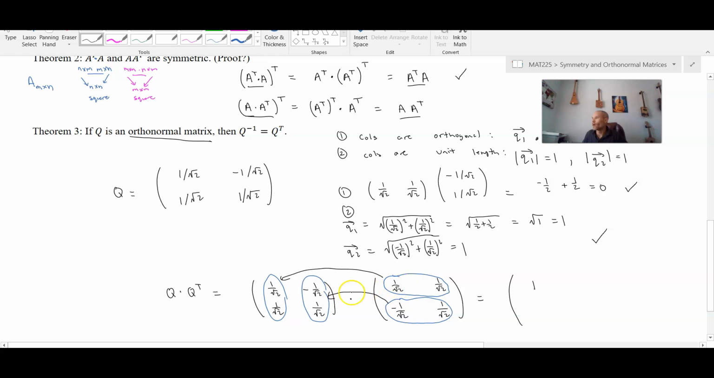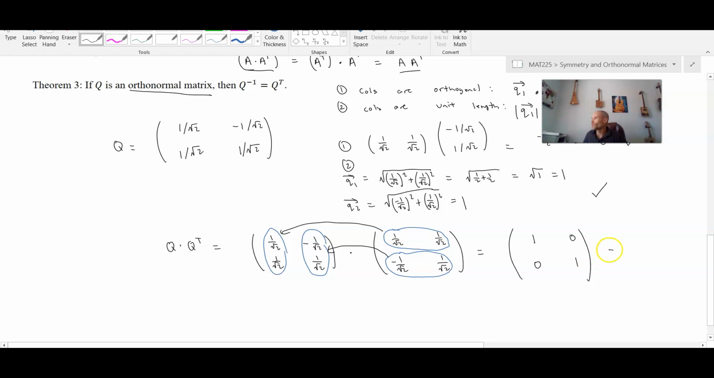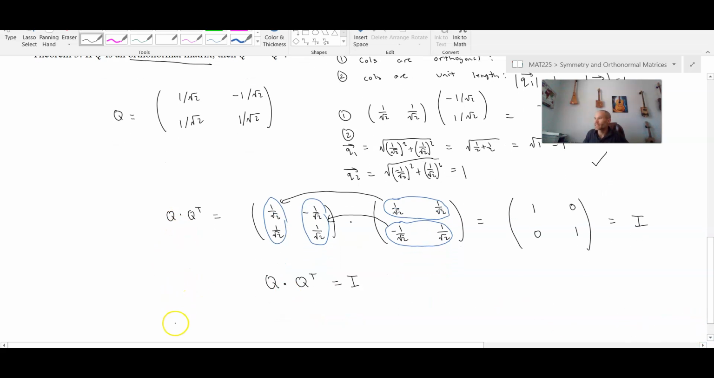Here I'll get 1 over the square root of 2 times 1 over the square root of 2, and negative 1 over square root of 2 times positive 1 over square root of 2, which will give me 0. And a similar kind of idea holds here. I'll get 0 and 1. And so that's equal to the identity matrix. And at least for this case, we see that since I take Q and multiply it by its transpose, I get the identity. And the other thing to check is that Q transpose times Q will also give us the identity matrix. Now you can verify that.